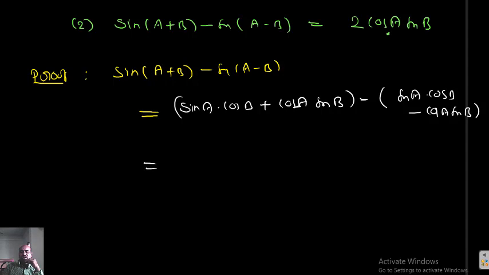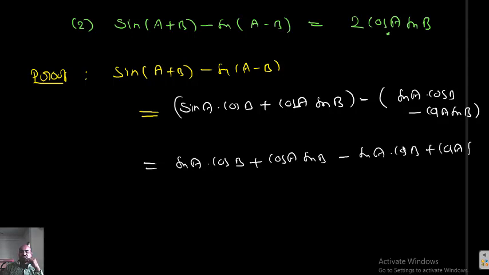Now I want to open that bracket. Sin A cos B plus cos A sin B minus sin A cos B, minus into minus, plus cos A sin B. Students, these two get cancelled. So what we will get? 2 cos A sin B. You should remember it like that: sin of A plus B minus sin of A minus B is remembered as 2 cos A sin B.